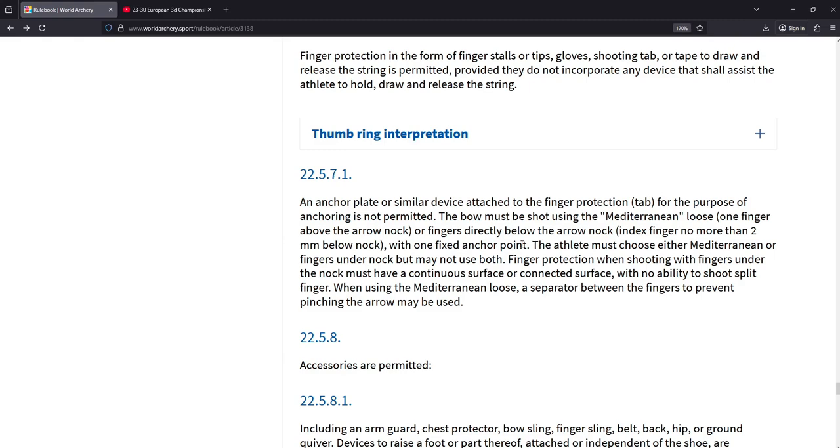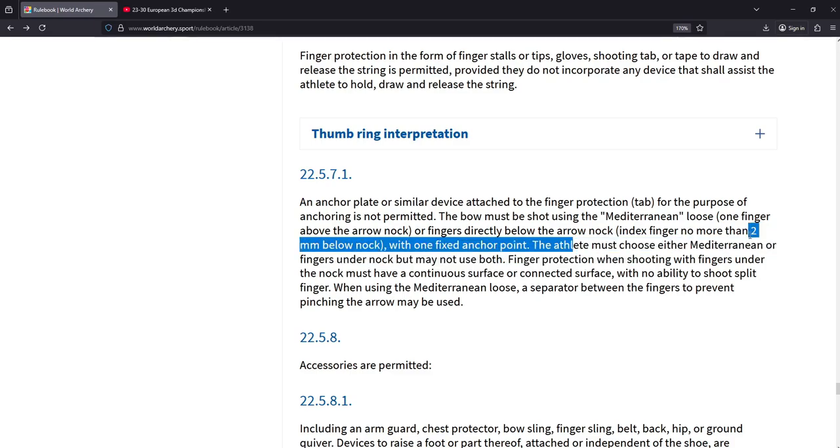So you cannot string walk, and by definition that means you cannot move your fingers. You must touch the nock effectively. You cannot change your anchor point, you cannot change your finger placement. So therefore, according to the rules, the athlete must choose either Mediterranean, which is a split finger, or fingers under, but they can't use both. That's a very important rule.